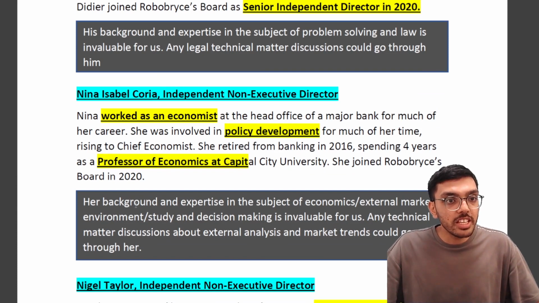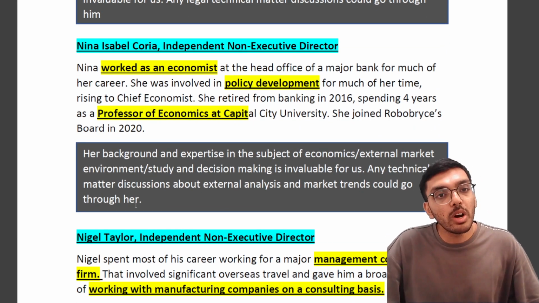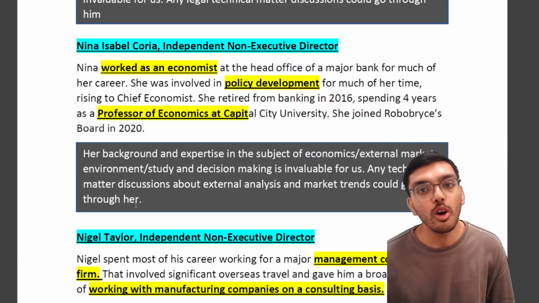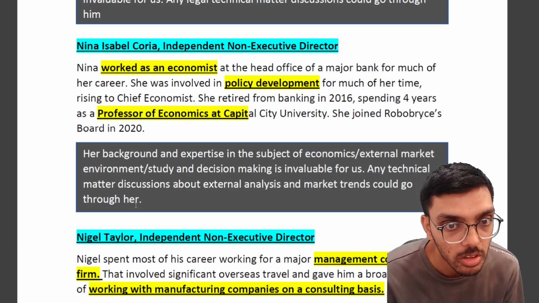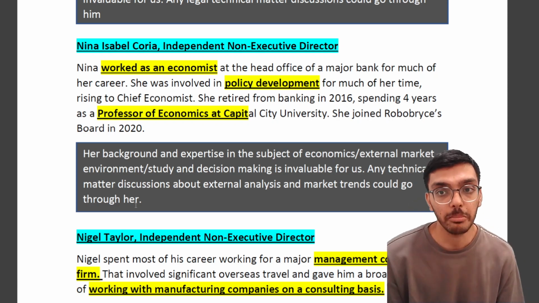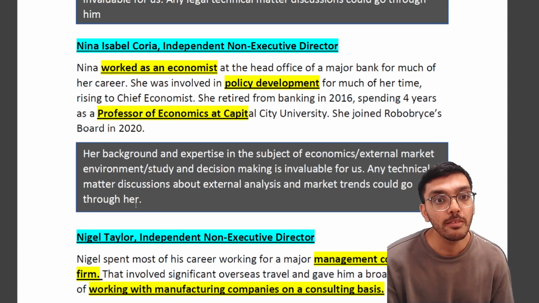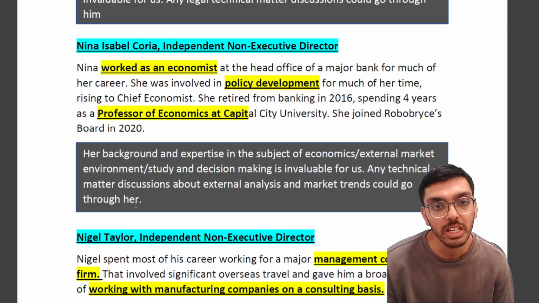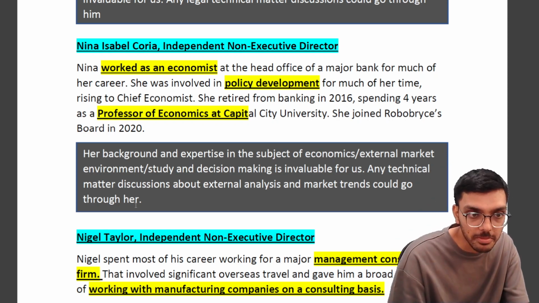Next, we have Nina Isabel Correa, again non-executive director. Nina worked as an economist at the head office of a major bank for much of her career. She was involved in policy development for much of her time. She retired from banking in 2016, spending 4 years as a professor of economics at Capital City University. She joined the board in 2020.